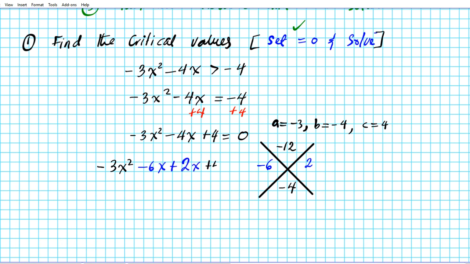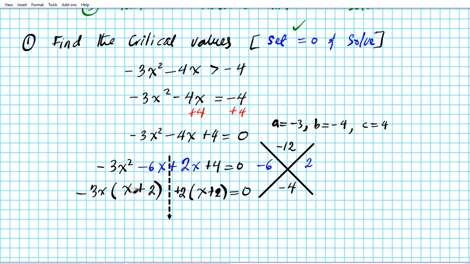equals 0. Alright, now we have 4 terms. We can split it down the center and factor by grouping. From the first two, we can factor out the GCF, and you keep the sign of the first term, always negative. We can pull out negative 3x, and we will be left with x plus 2. From the two terms to the right of the partition, we can factor out the GCF, which is 2, and we'll be left with x plus 2.